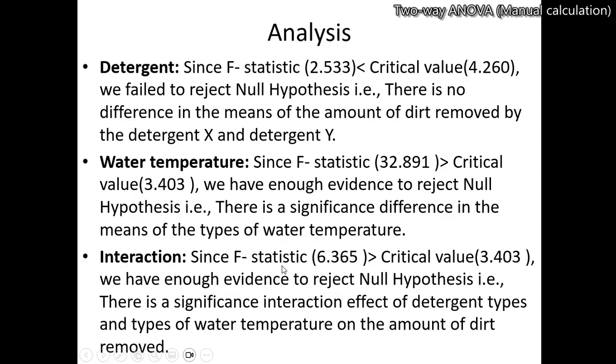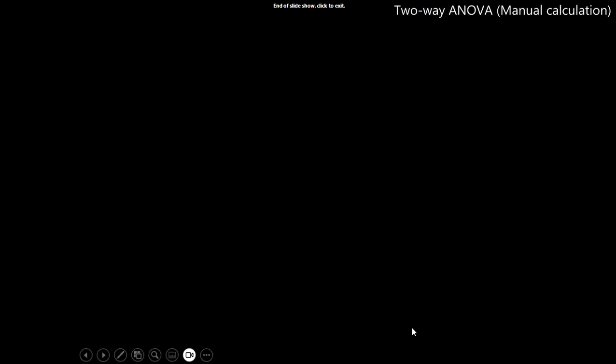Then for the interaction, since the F statistic is greater than the critical value 3.403, we have enough evidence to reject the null hypothesis, that is, there is an interaction effect of detergent type and water temperature on the amount of dirt removed.